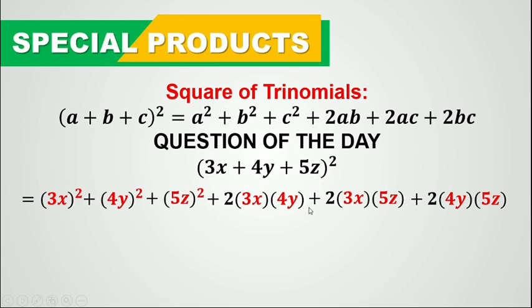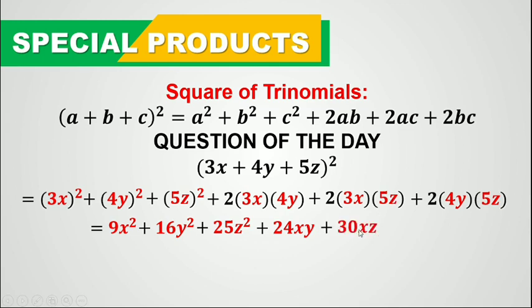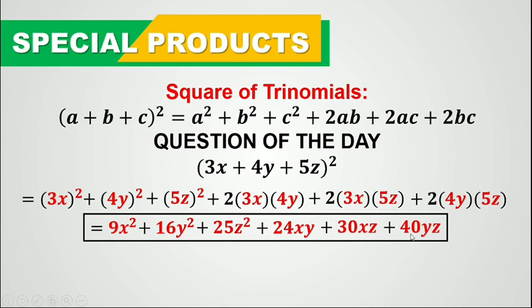So and then we are going to simplify this further. Quantity 3x squared, that's gonna be 9x squared, and then quantity 4y squared, that's gonna be 16y squared, and then quantity 5z squared, that's gonna be 25z squared, and then 2 times 3x times 4y, that's 24xy, and then 2 times 3x times 5z, that's gonna be 30xz, and then 2 times 4y times 5z, that's gonna be 40yz. So this is now our final answer.